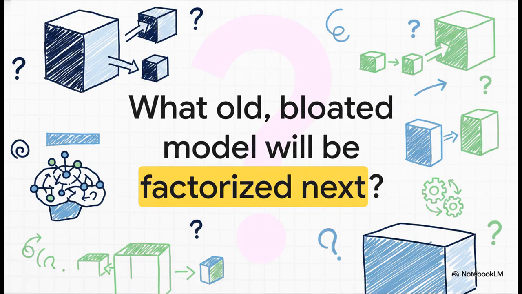Which leaves us with this final thought. TDNN-F proved that we don't always need massive parameter counts to get massive performance. Sometimes you just need smarter math. By slicing up a bloated matrix and stabilizing the result, we unlocked deeper, faster, and more accurate models. So as you keep pushing boundaries in machine learning, ask yourself, as our pursuit of efficiency continues, what old, bloated architecture is going to be factorized next?